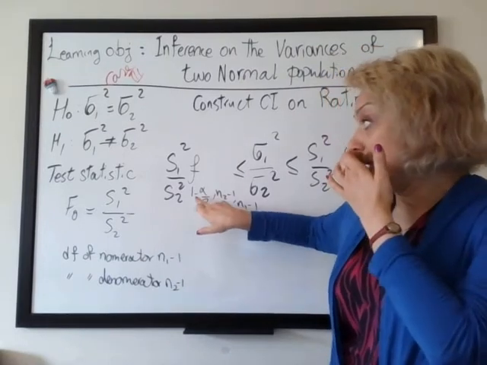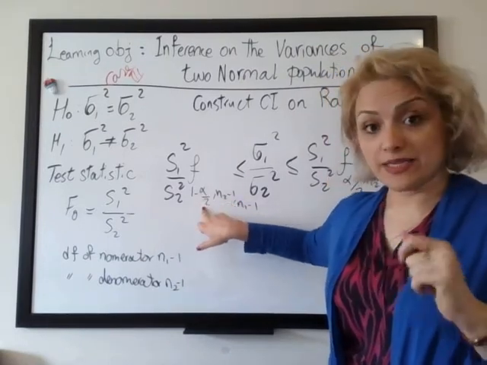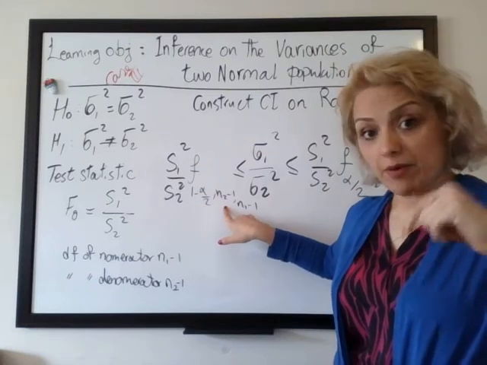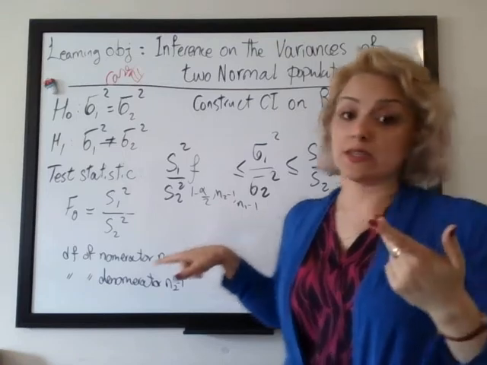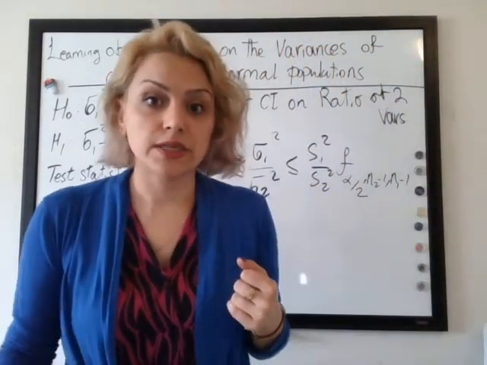Because F at 1 minus half of alpha with the degree of freedom of n2 and the degree of freedom of n1, if you reverse n1 and n2, it's not going to give you the same answer. So it's very important that you are consistent.